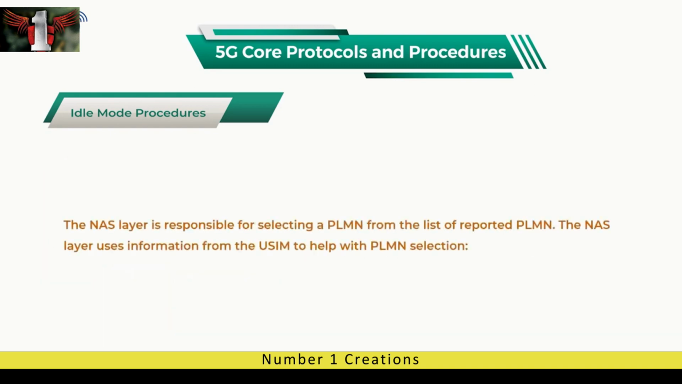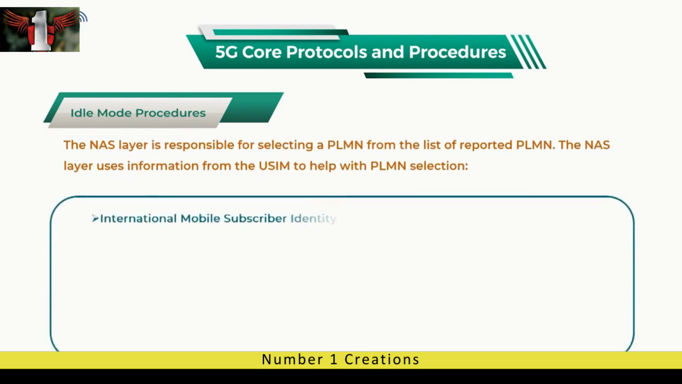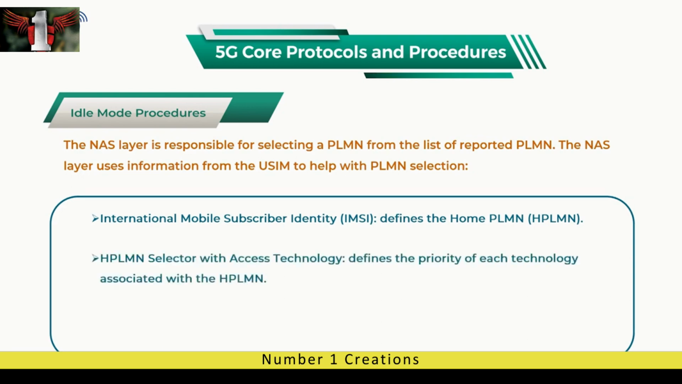The NAS layer is responsible for selecting a PLMN from the list of reported PLMNs. The NAS layer uses information from the USIM to help with PLMN selection. First, the International Mobile Subscriber Identity (IMSI) defines the home PLMN, that is HPLMN. Second, the HPLMN selector with access technology defines the priority of each technology associated with the HPLMN.